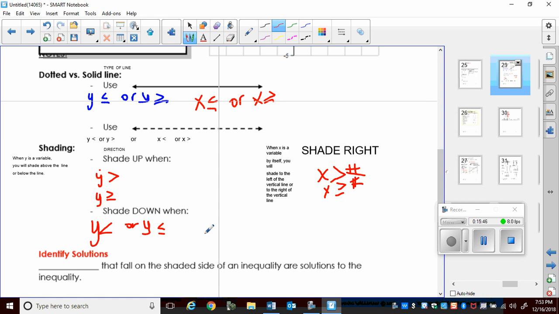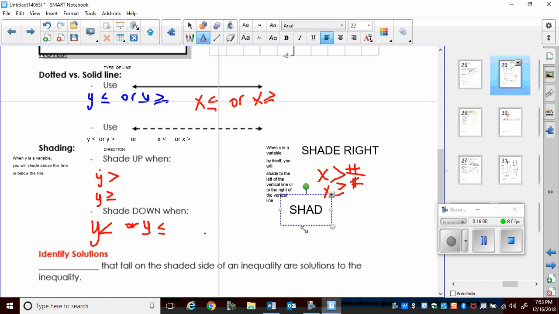Now, if you're dealing with x, you're shading to the right of the line if it's greater than. However, if it's less than, then you're shading to the left. Shade to the left of the line.